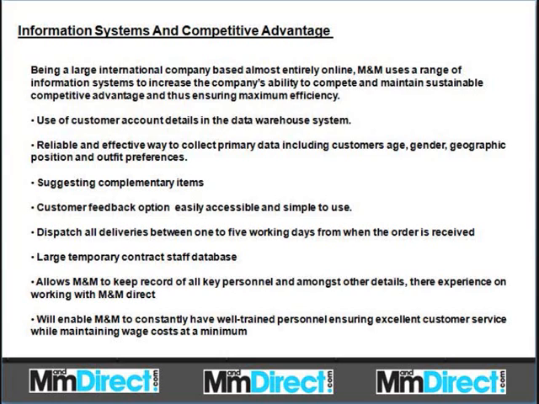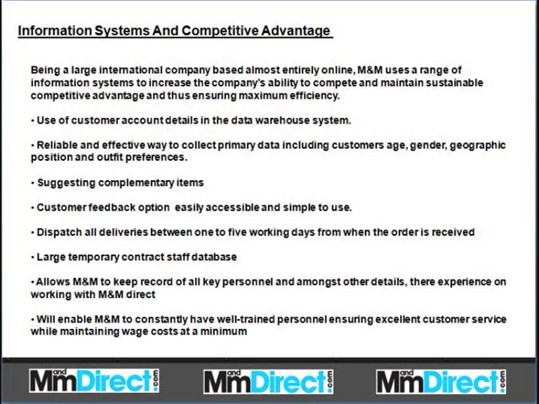One of the information systems used by M&M Direct is the use of customer account details in the data warehouse system. When making a purchase from the website, the customers are expected to fill out numerous individual details in order to ensure accurate and effective deliveries. M&M uses data warehousing models to collect and store this data for primary research. Once collected, the organization can then tell the customer's age, gender, geographic position, and outfit preferences, thus permitting M&M to gain a better scope and understanding of its customers' needs in order to ensure maximum customer satisfaction.